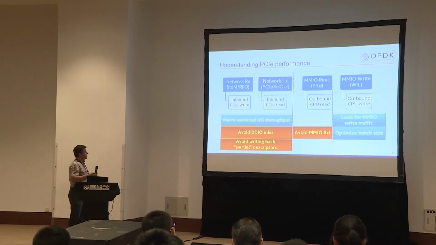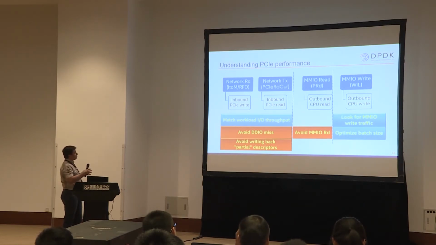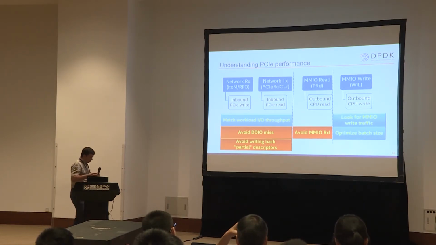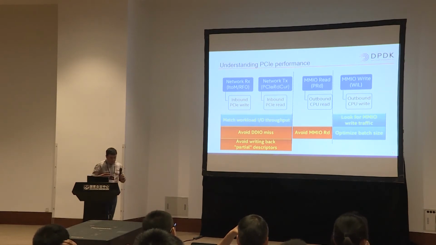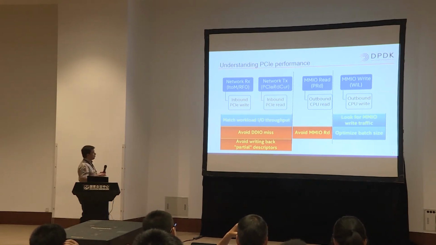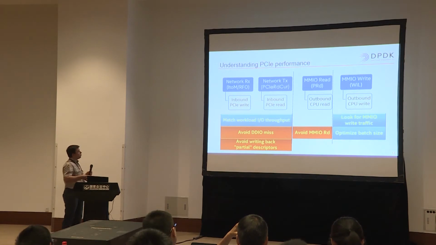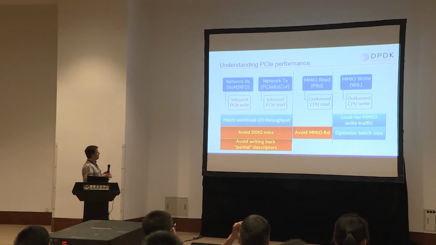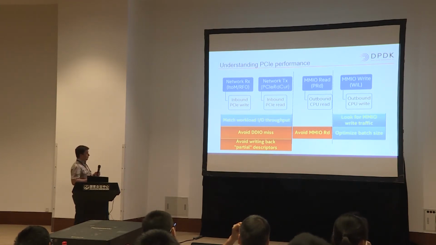What's especially important to look for is that we can control how efficiently the IO device works with the Ultra cache in terms of hit and miss rate, and also we can control partial write traffic. And partial write traffic significantly degrades the overall performance of the PCIe system.